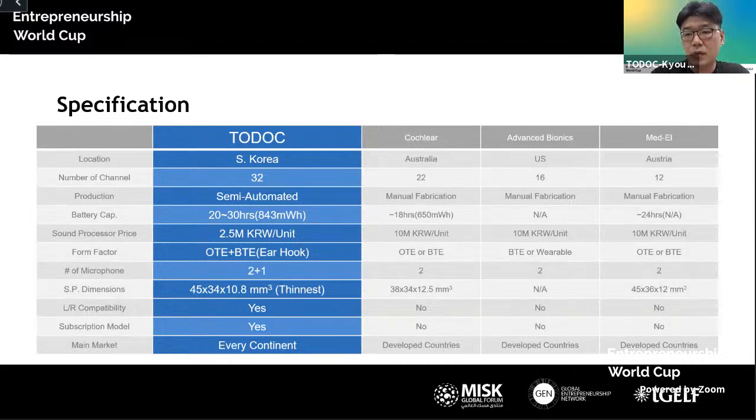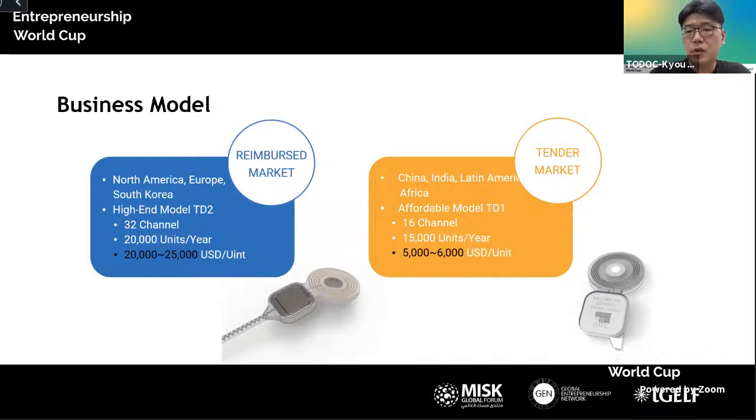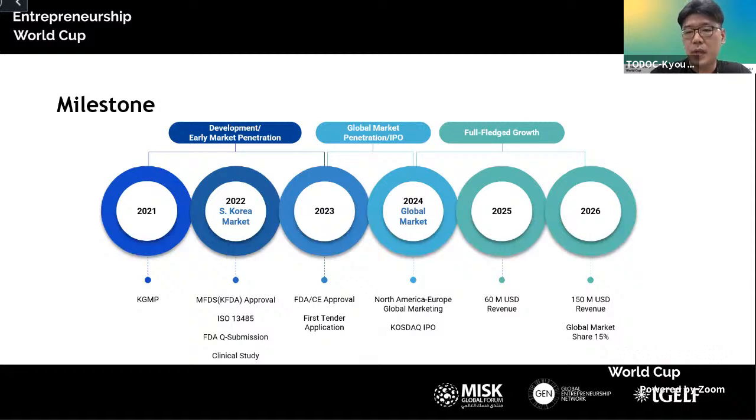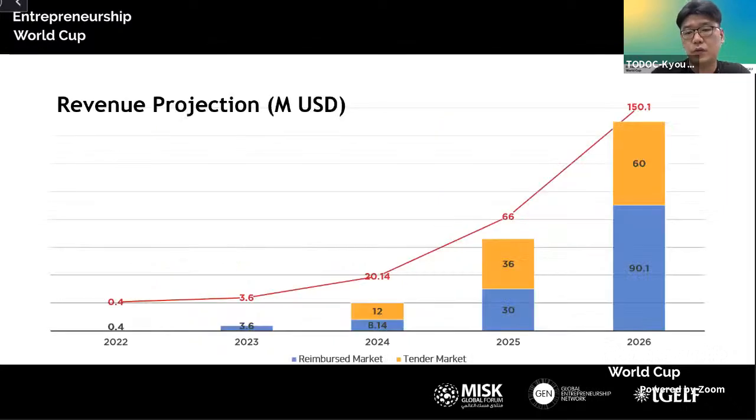Despite the disruptive technology, we use biologically safe materials and processes, which allow our devices to be very price competitive and commercially feasible. We plan to target two different markets: the reimbursed market with our premium devices with 32 electrodes, and the tender market with conventional level devices with 16 electrodes. After prevailing in the domestic market by 2022, Todak will expand its marketing territory to North America and Europe from 2023.